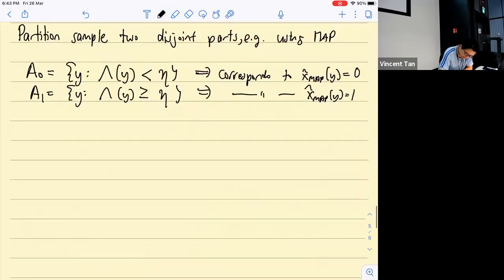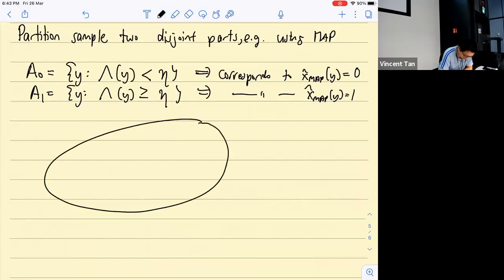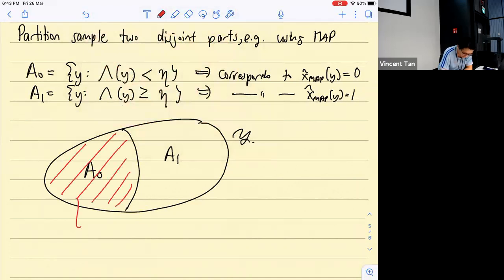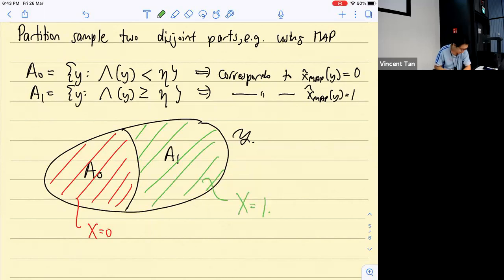The picture you want to have in mind is the following. This is your entire sample space, all possible y's that you can observe. Here is A0 and here is A1. If your observation lands here, then you will decide in favor of hypothesis x equals 0. And if your observation lands instead here, then of course you will declare x equals 1. So you partition the sample space.